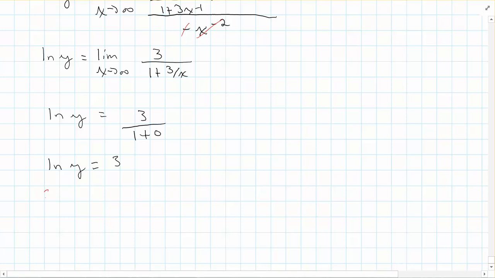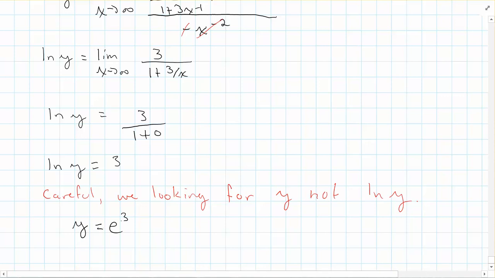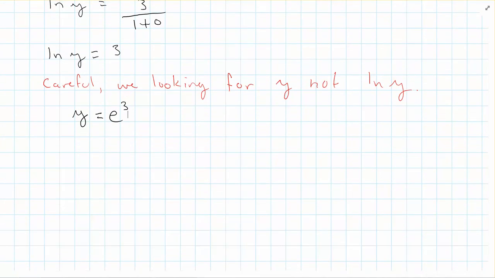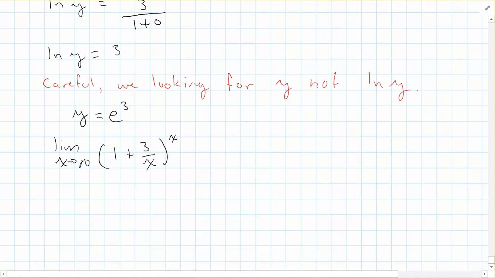Now, careful though. We are looking for y, not the natural log of y. So there's really one more step that we have to do, which is a very easy step. You just convert this and you say, well, if natural log of y is equal to 3, then y is equal to e to the 3rd power. So to just summarize what we just did here, the limit as x approaches infinity of 1 plus 3 over x to the x power is equal to e to the third power.